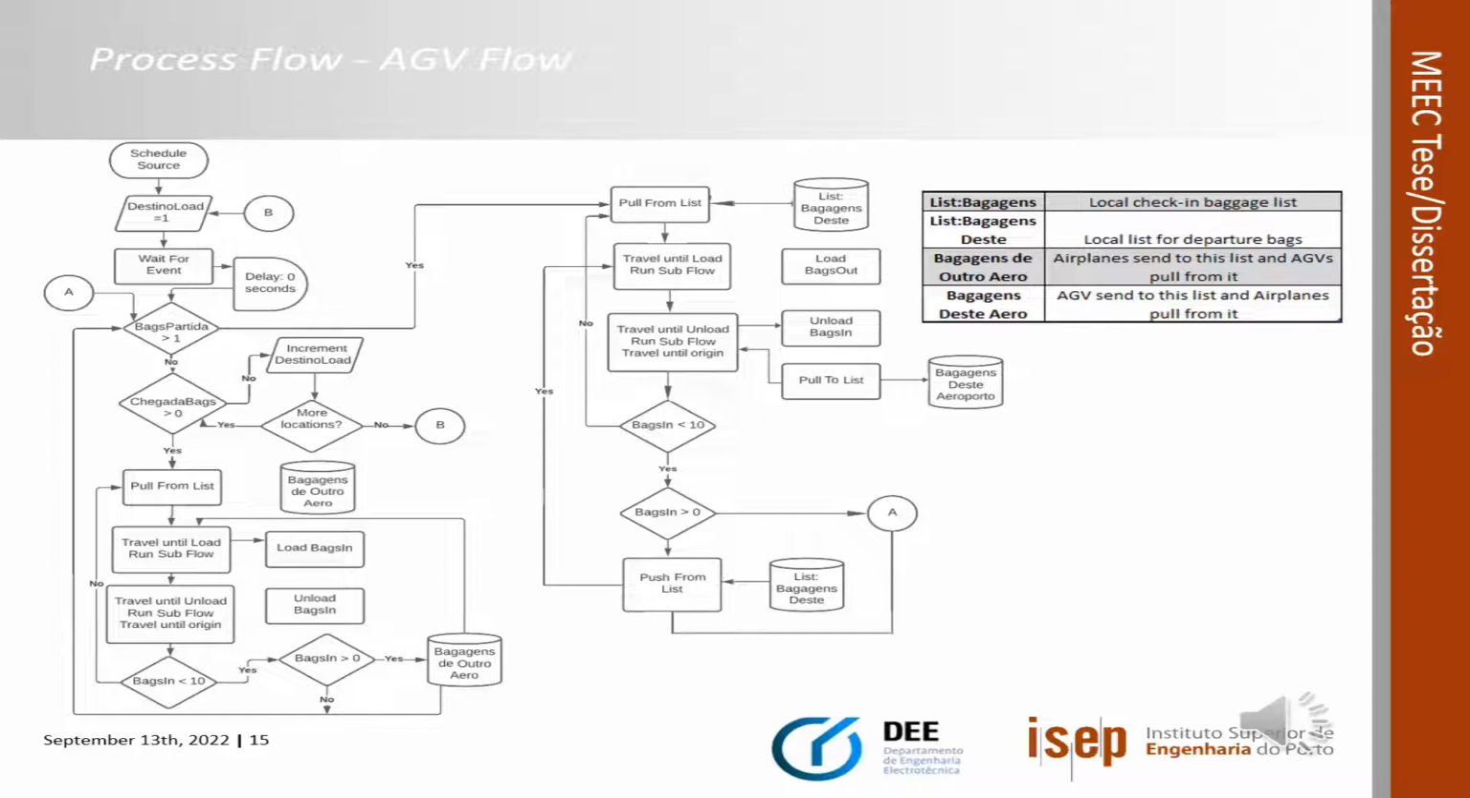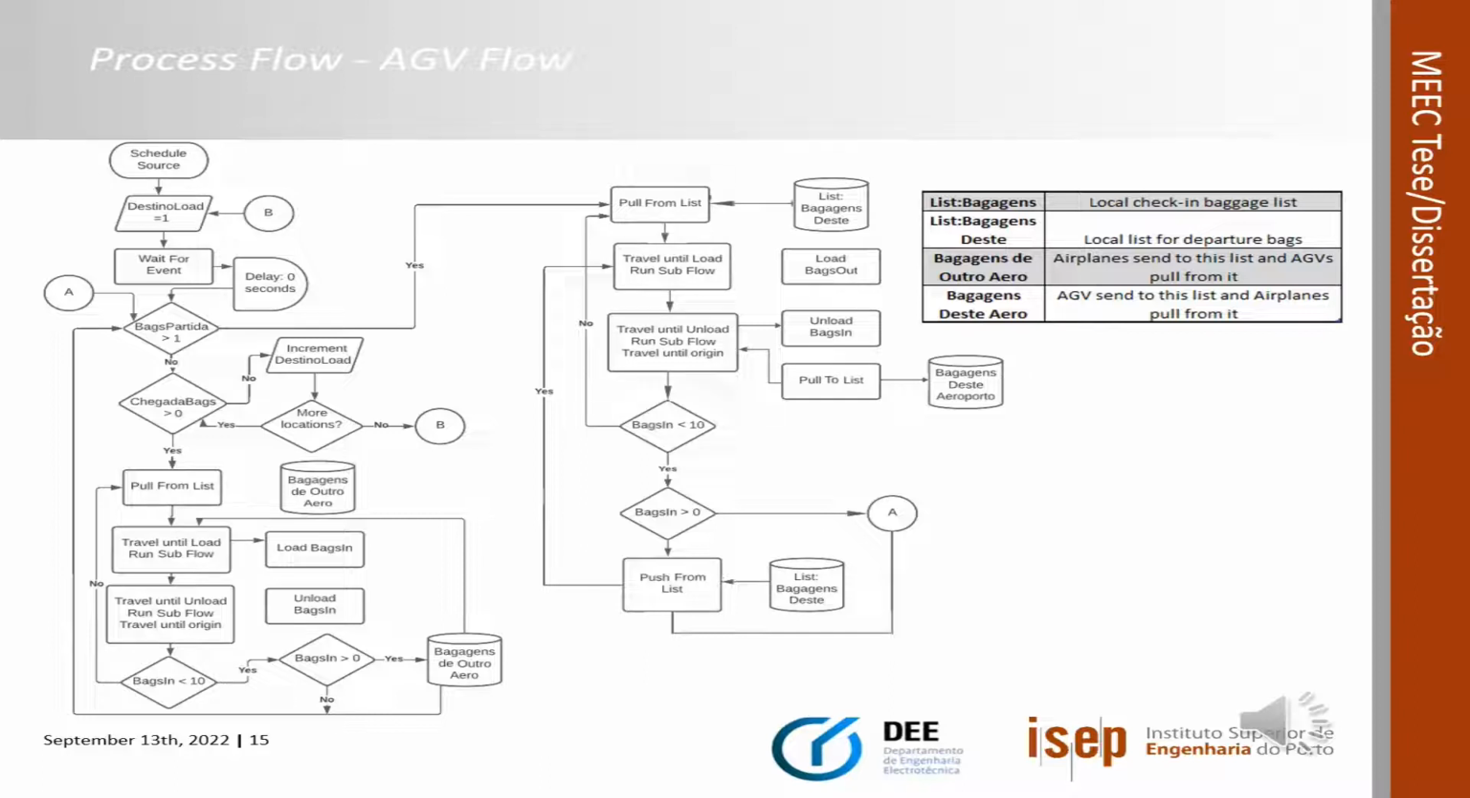Starting with the arrival baggages on the left side, the AGVs will check which stand they are in through the cycle that has the conditions of the arrival baggages. In this slide, it is "chegada bags" bigger than 0. If this condition fails, the next stand is checked until the stand with the baggages is found. Once found, the baggages are pulled from the global list "Bagagens de outro aero", and the AGVs will travel to the stand. Within a run-sub flow, the AGVs will load the baggages, transport them to the terminal, and unload the baggage at the arrival point.